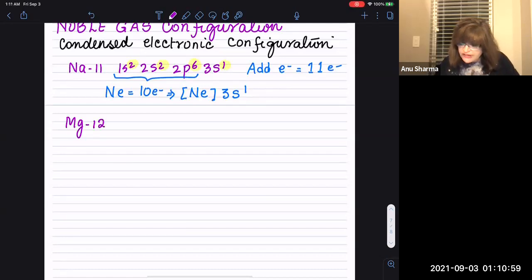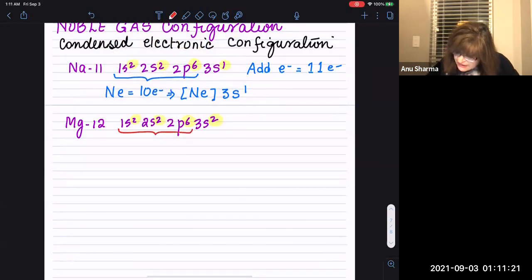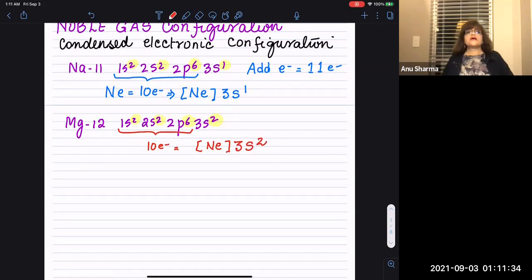Magnesium, 12. Same thing: 1s2, 2s2, 2p6, 3s2, and you stop. Why do you stop? Because 2 plus 2 is 4, plus 6 is 10, plus 2 is 12. So that's where you stop. But now let's look at this piece, the 10 electrons. These 10 electrons are representative of neon, the nearest noble gas, and the leftover last part is 3s2. Okay, so this is the condensed form.